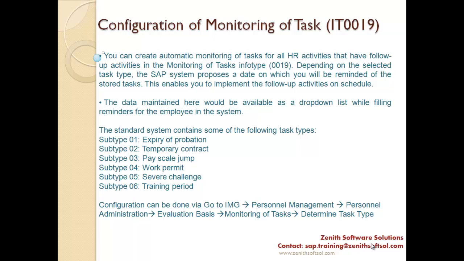The standard system contains some of the following tasks like expiry of probation, temporary contract, pay scale jump, like when the pay scale will be increasing, and several other subtypes. So while going into the configuration, I can basically show you practically how to configure this info type 19 task type. So this is basically the configuration navigation path, how to determine the task type.